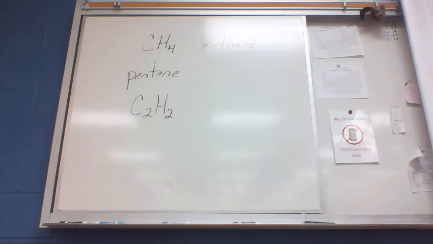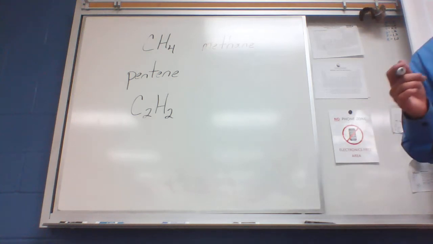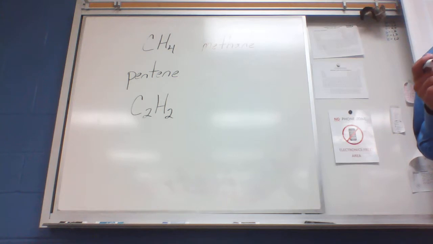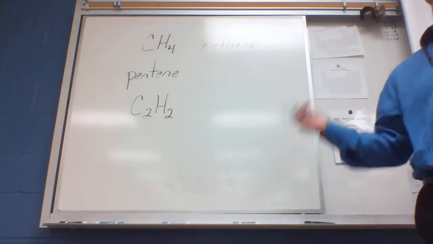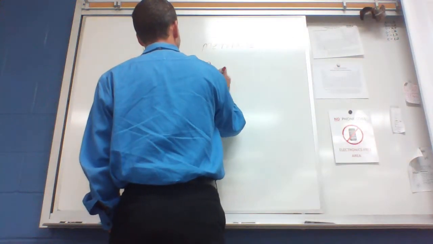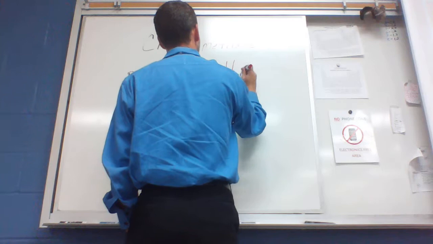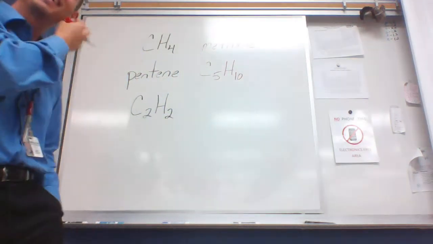Okay. Cluster 5, seat 2. Again, Aspen. You realize that's me, right? Oh, I did not realize. Yeah, I didn't know the last question you called me on, so I didn't say anything. So what did you get for pentene? C5H10. Agree or disagree? I agree.